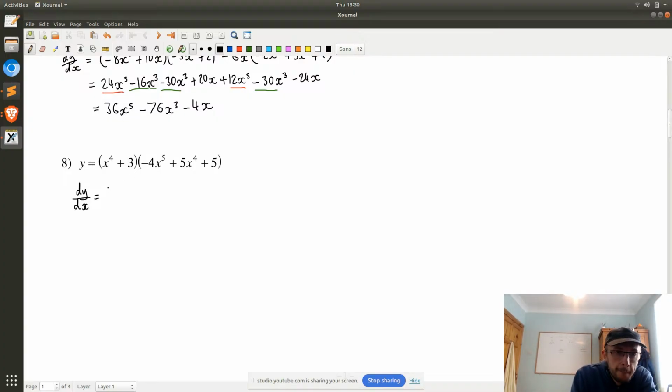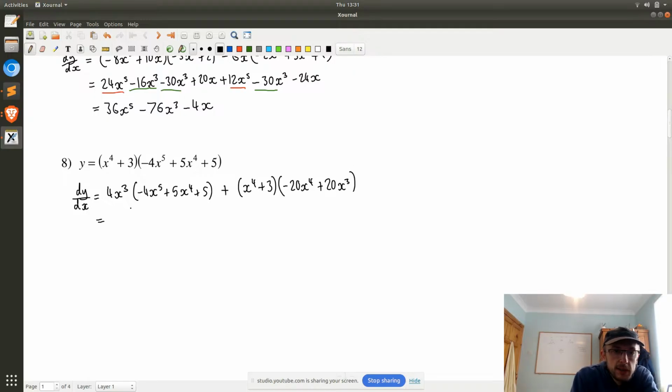Differentiate the first one and leave the second one alone. And then differentiate the second one and leave the first one alone. Okay, this becomes negative 20x to the 4 plus 20x cubed, and that is done.